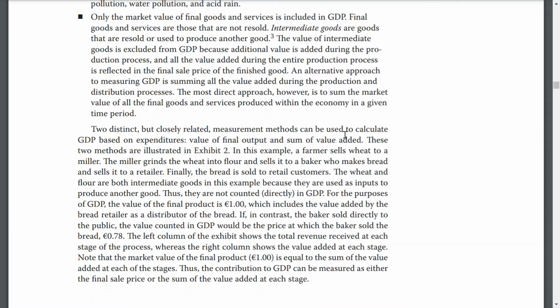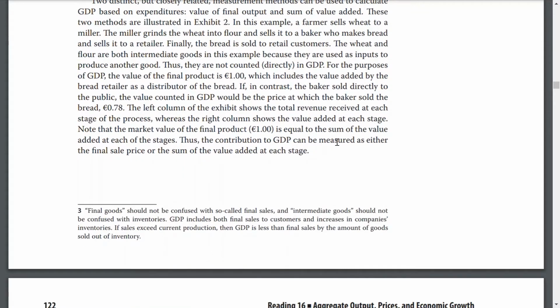Two distinct but closely related measurement methods can be used to calculate GDP: based on expenditure, the value of final output, and the sum of value added. These two methods are illustrated in example 2. In this example, a farmer sells wheat to a miller. The miller grinds the wheat into flour and sells it to the baker, who makes bread and sells it to the retailer. Finally, the bread is sold to retail customers.